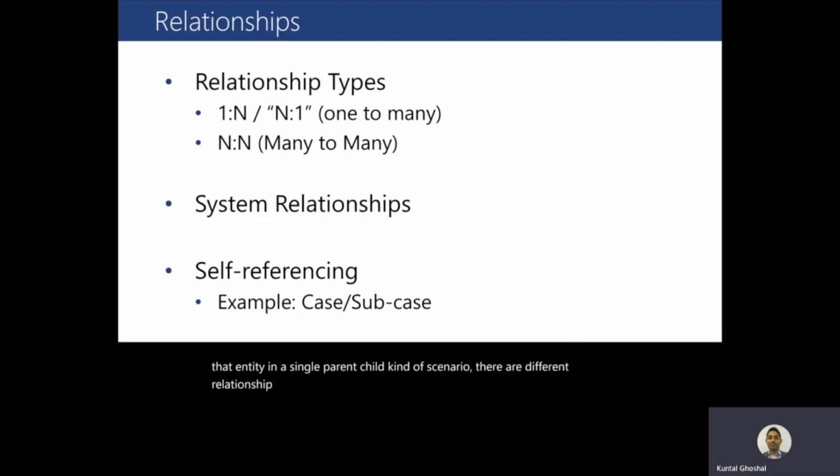There are different relationship types. It can be one to n or n to one, but n to one is just a representation of the relationship. Actually, the relationship is one to n. And there can be a self-referencing relationship, for example, a case and subcase, or a parent-child account.